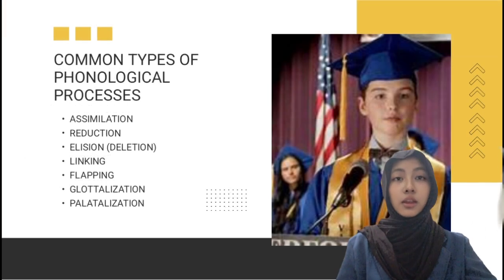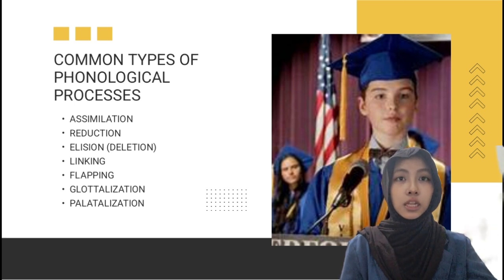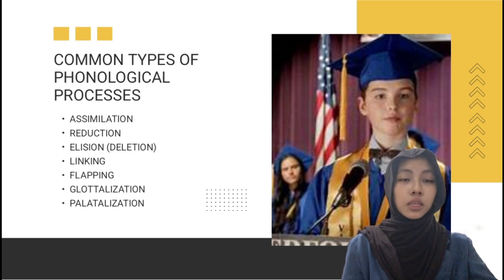And then there are several common types of phonological processes. The first one is assimilation. Assimilation happens when one sound becomes similar to a nearby sound. The second one is reduction. Reduction means sounds become weaker or shorter in fast speech. The third is addition or deletion. This happens when a sound is removed in pronunciation. The fourth one is linking. Linking happens when speakers connect words smoothly in connected speech.